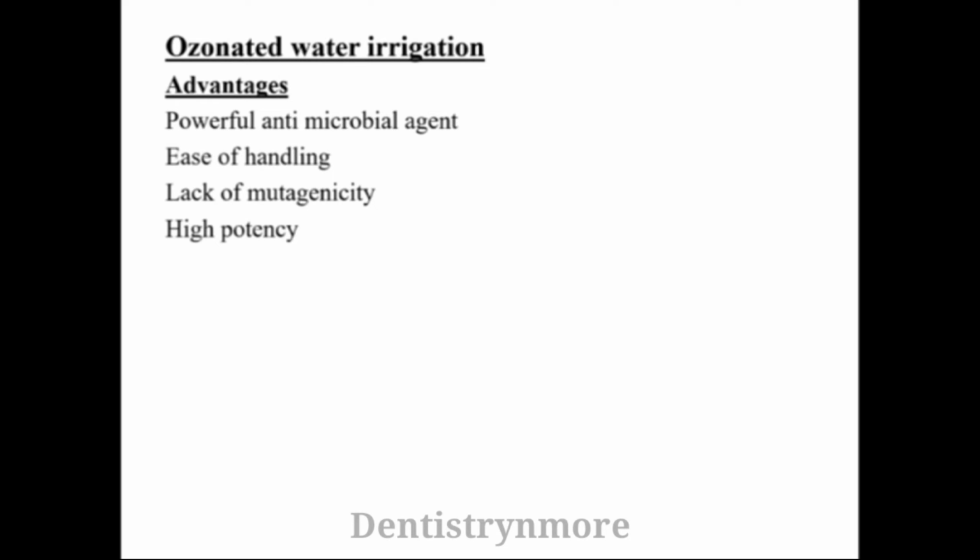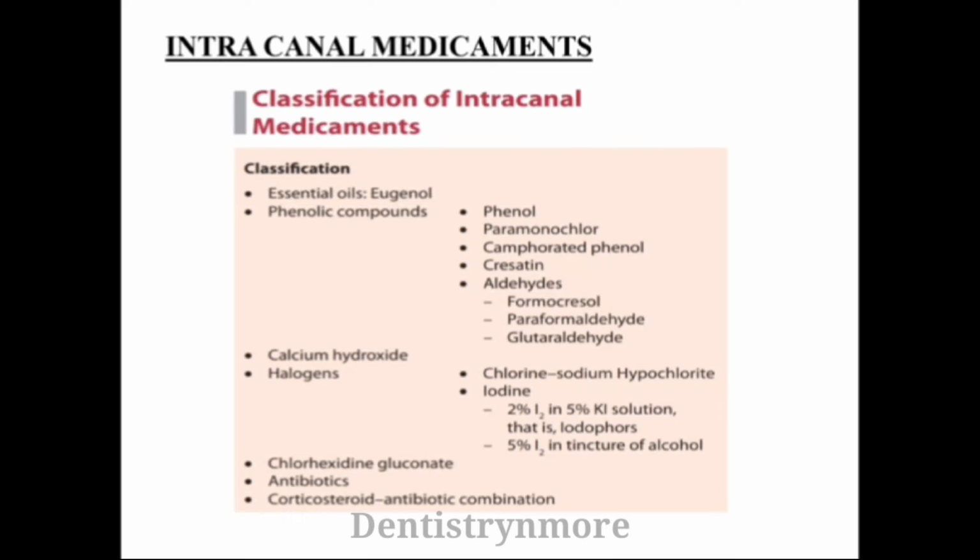Last one is oxygenated water irrigation. Advantages: it is a powerful antimicrobial agent, with lack of mucogenicity and high potency. The intracanal medicaments classification mainly includes essential oils, that is eugenol; phenolic compounds, that is phenol; aldehydes like formocresol, paraformaldehyde, glutaraldehyde; calcium hydroxide; halogens like chlorine, sodium hypochlorite, iodine, and chlorhexidine gluconate; antibiotics; and corticosteroid antibiotic combination.